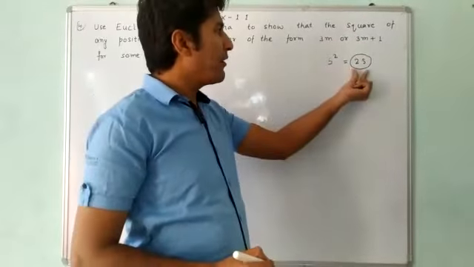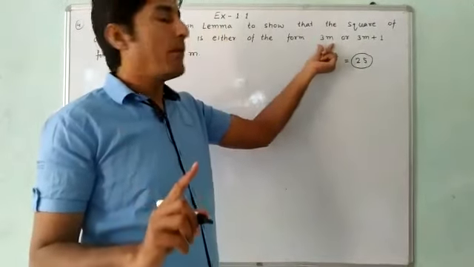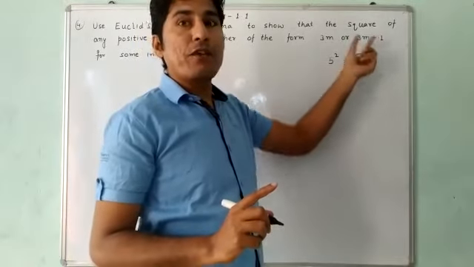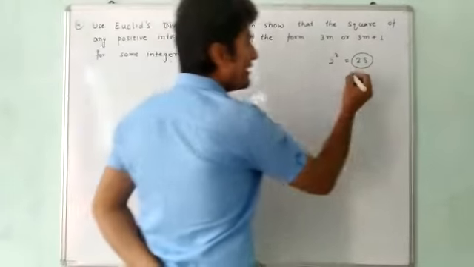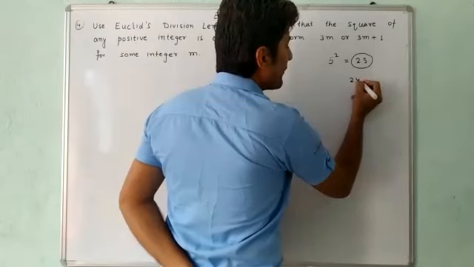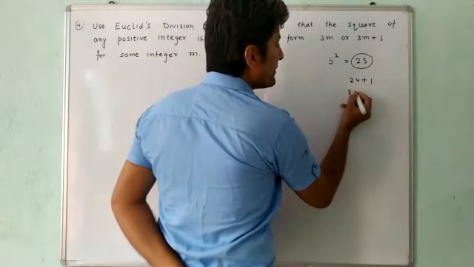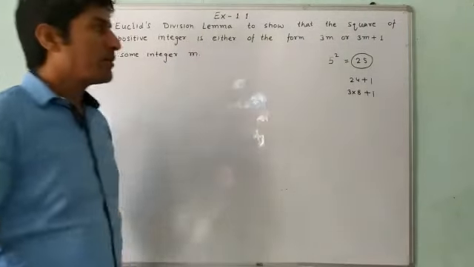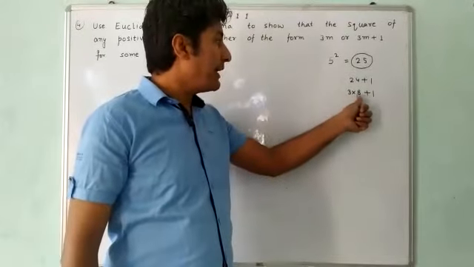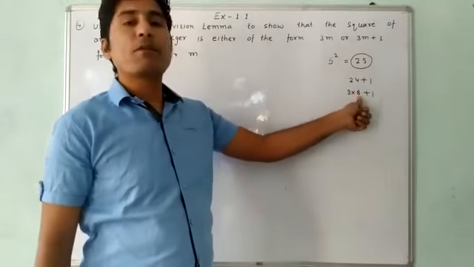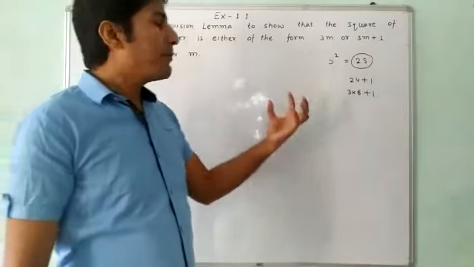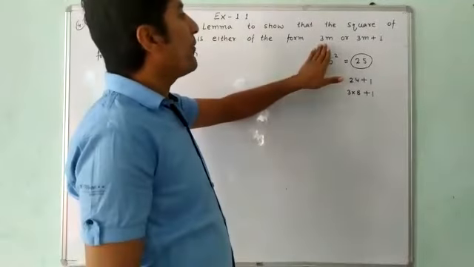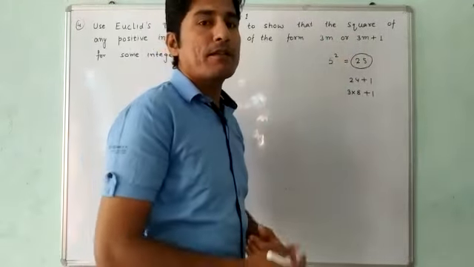Since this is not a multiple of 3, it cannot be in the form of 3m. But this can be in the form of 3m plus 1. Let us see how. We can write 25 as 24 plus 1, or 3 into 8 plus 1. So this is in the form of 3m plus 1. Here the value of m equals 8. Like that, if we take the square of any number, then that number must be either in the form of 3m or 3m plus 1.